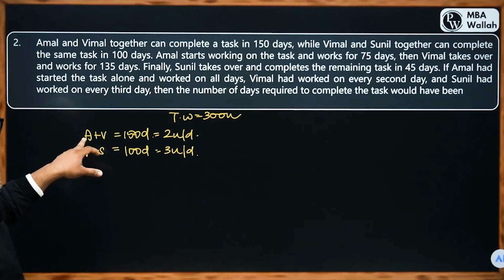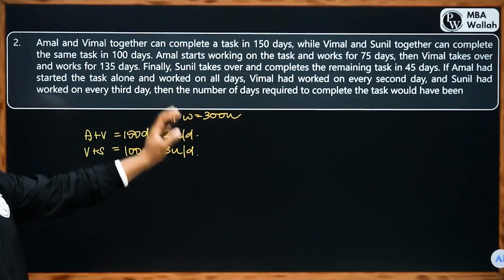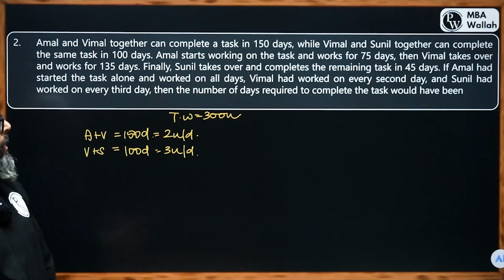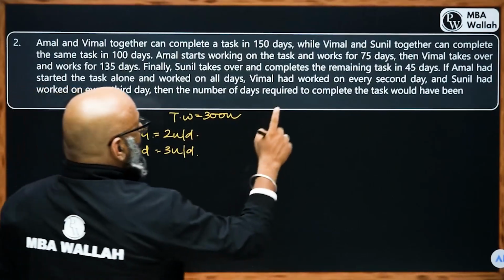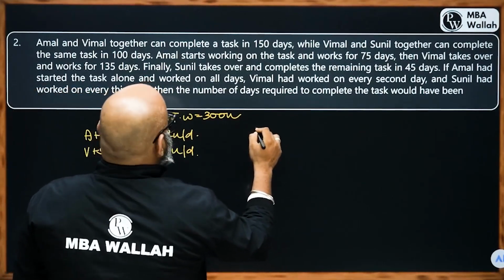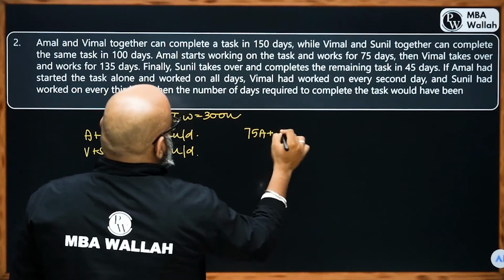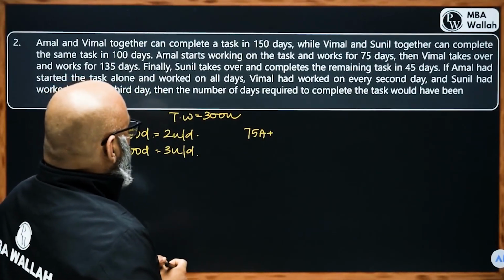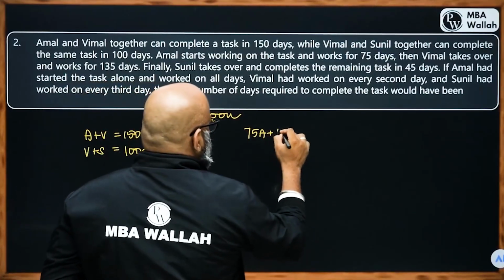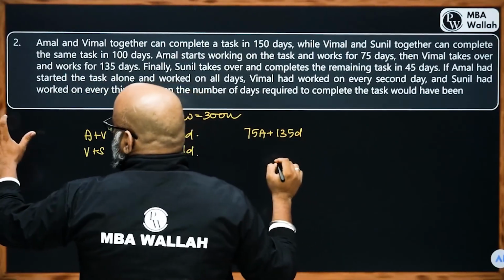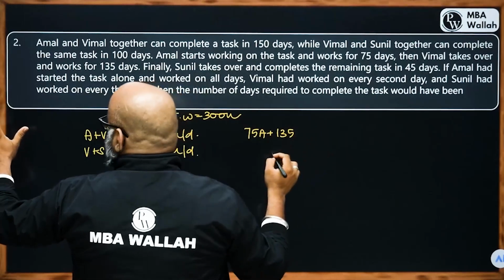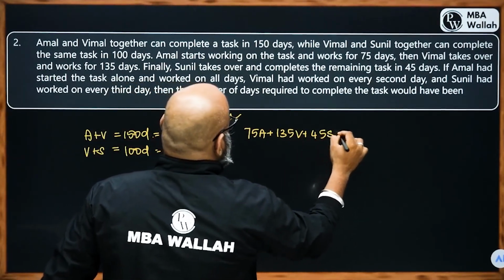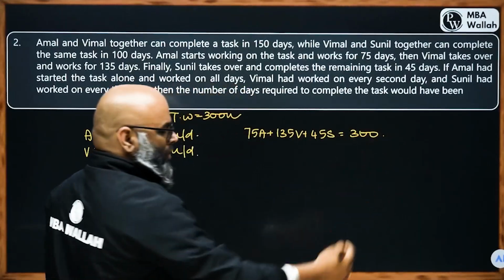Now, A and V together for 150 days, the job gets over. V and S working for 100 days, the job gets over. There is one more condition that says 75 days of Amal plus Viml takes over for 135 days, 135 Viml, plus 45 Sunil. This will also give us 300 units, right?